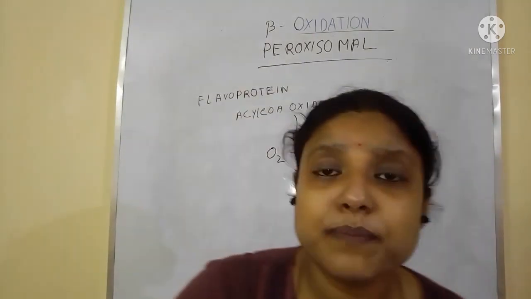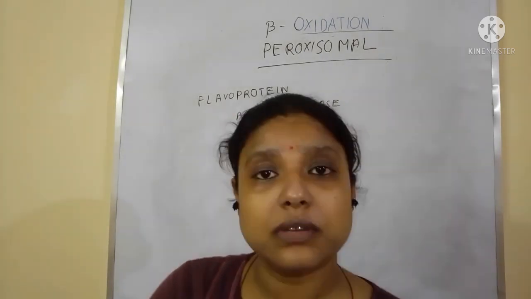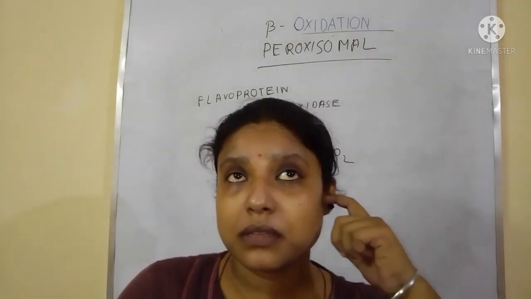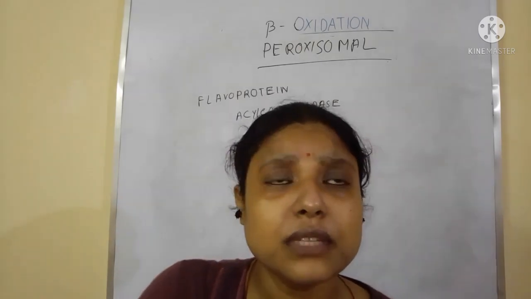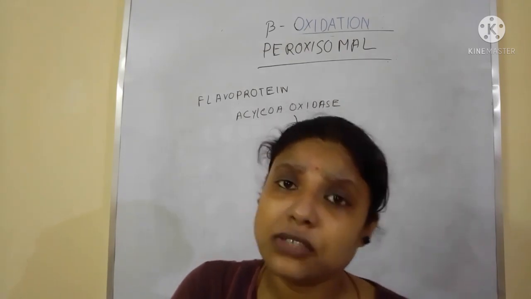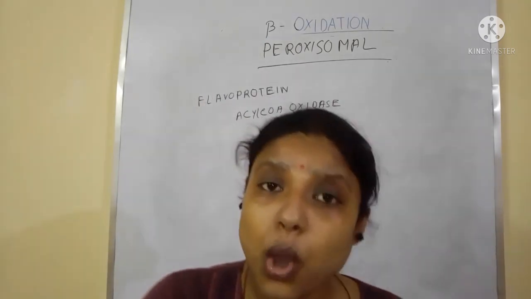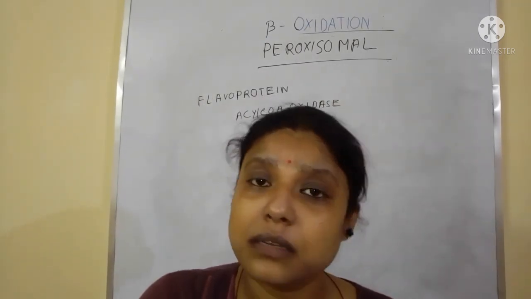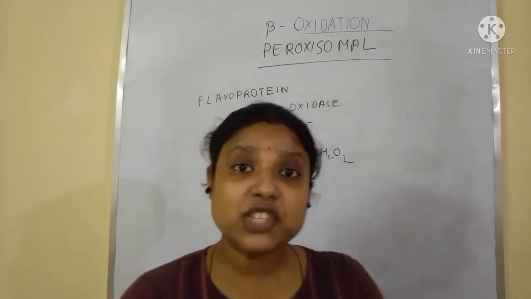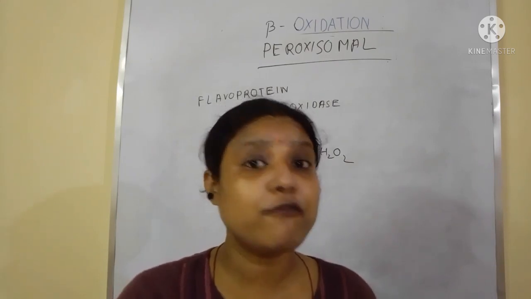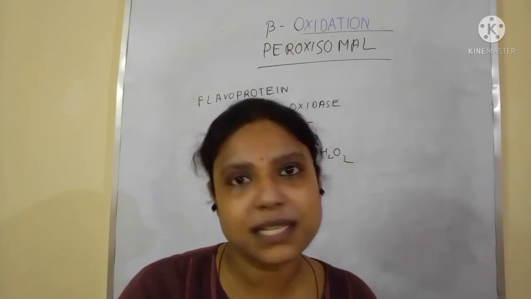Now we learn about peroxisomal beta oxidation. Actually, the beta oxidation occurs in mitochondria, and this is one kind of beta oxidation that occurs in the peroxisomes. Clear? So the difference between mitochondrial beta oxidation and peroxisomal beta oxidation is that long-chain fatty acids are beta oxidized in the peroxisomes, but the completion of the reaction is not possible. That means the fatty acid chains are shortened, but total oxidation is not possible here.